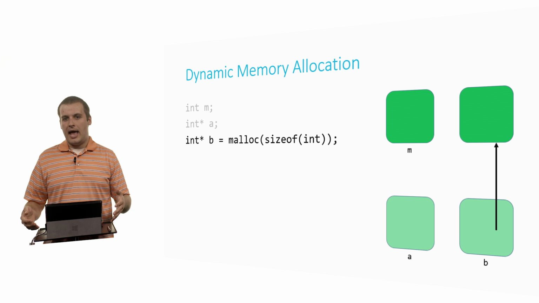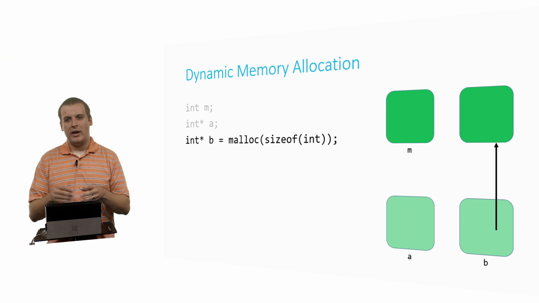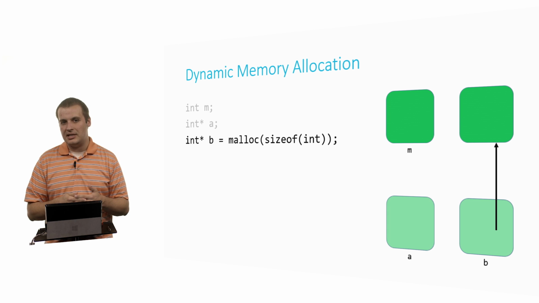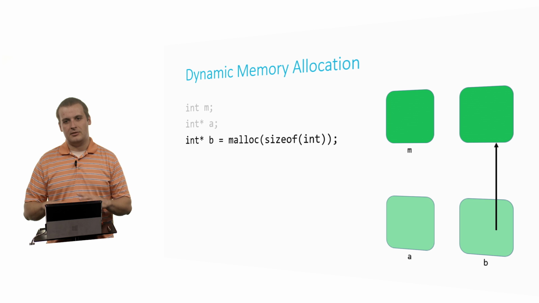But b has a name. It's a pointer variable called b. That lives on the stack. So it's a piece of memory that points to another one. b contains the address of that block of memory. It doesn't have a name otherwise, but it points to it. So when we say int star b equals malloc size of int, that arrow, what popped up on the right side there, that whole thing, I'll have it up here again, is what happens. All of that happens in that single line of code.